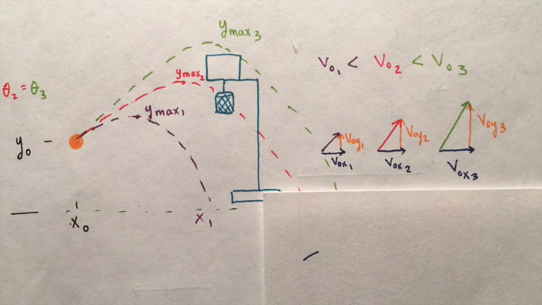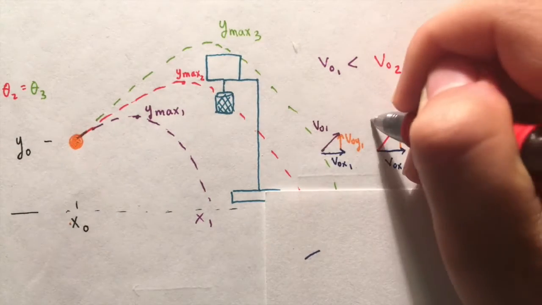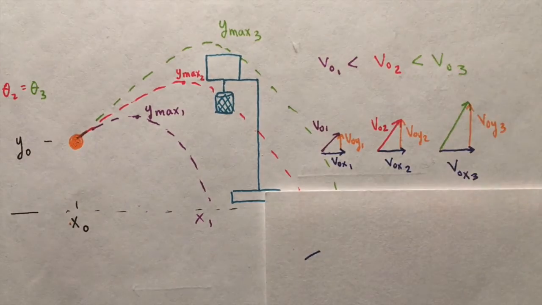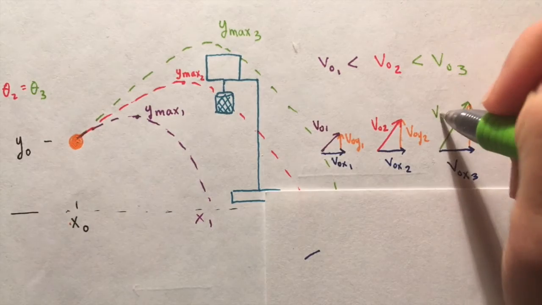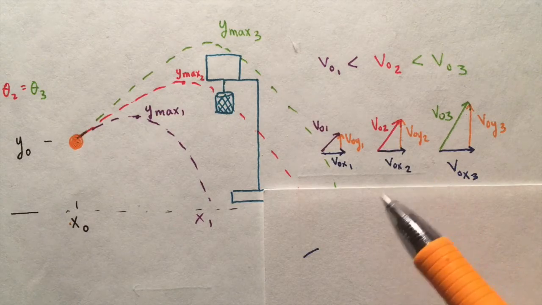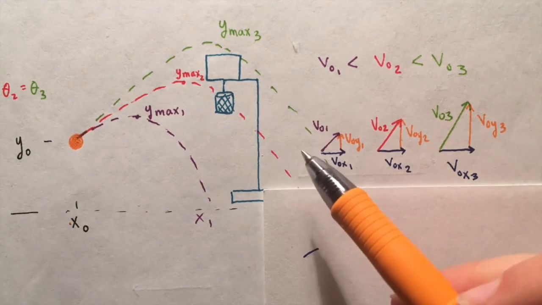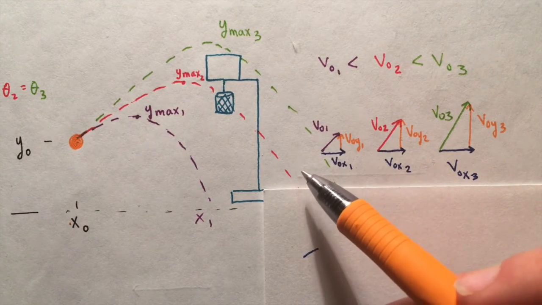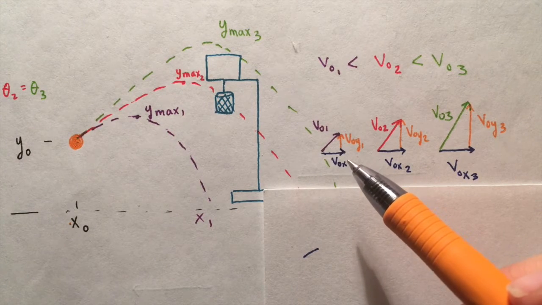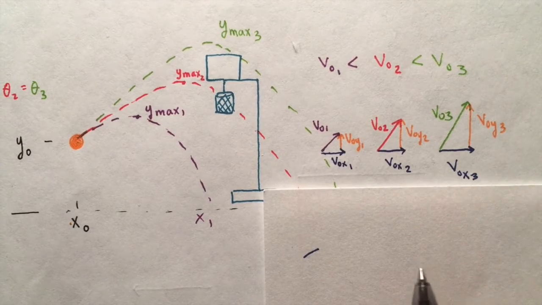So I broke the velocities down into their horizontal and vertical components, and so you can see that as the initial speed, v0, gets bigger, the horizontal and vertical components also get bigger, right? Because if there is more total speed, the horizontal and vertical components are going to be bigger. So if the whole thing gets bigger, then the components are going to get bigger.